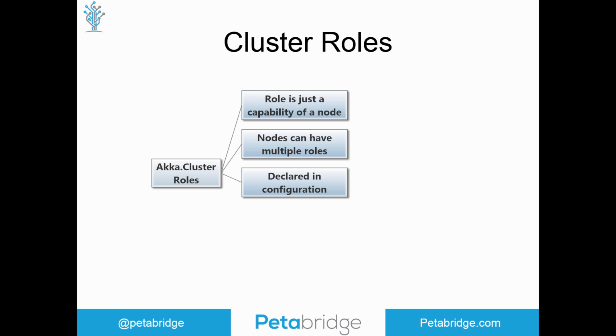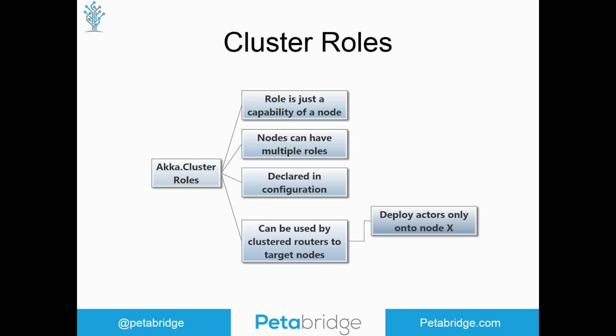It's a named responsibility. What you can do with this is you can have cluster-aware routers, and they can target other nodes in the cluster based on their role. What that could mean is you can have a router deploy actors onto another node in the cluster based on its role. So you could say, I want to remotely deploy my actors onto nodes that are of the role tracker, for example. Or if you had a group router, your router could say, I will only send my messages to actors at path /user/foo and only on nodes that are in this particular role.